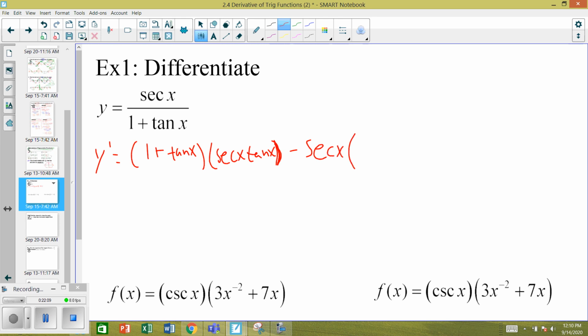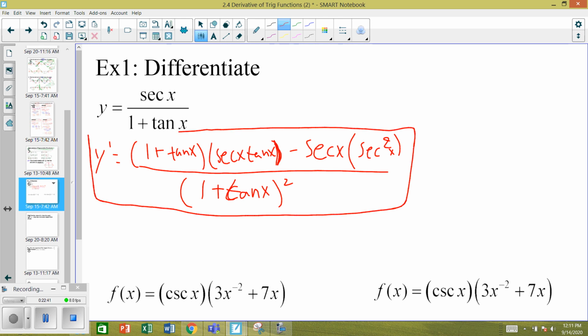Derivative of 1 is 0, so that goes away. And the derivative of tangent is secant squared x. I'm getting ahead of myself. All over low squared, or all over 1 plus tan x, squared. So we did the quotient rule. Now, to simplify this, it's pretty simple. All you do is just circle the answer and we're done.